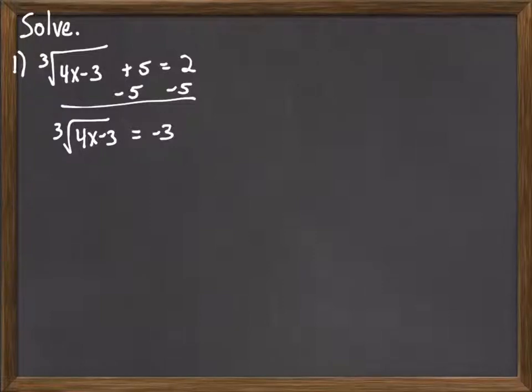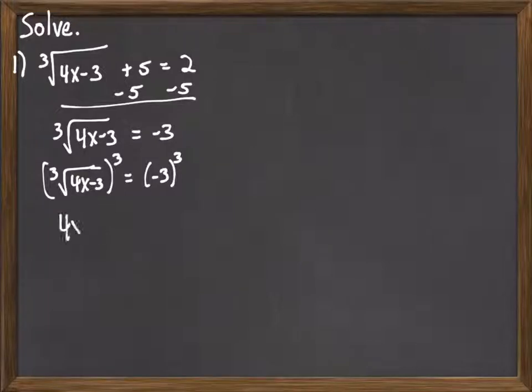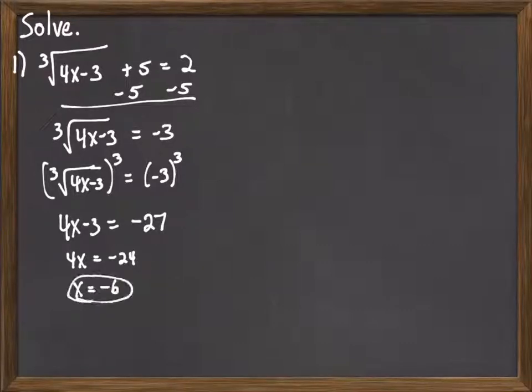And then at this point we have the radical by itself. Now that's a third root, so to get rid of that we're going to have to cube both sides. Now just like when you square a square root, when you cube a cube root, it goes away. And on the other side, negative 3 to the third would be negative 27. And then we proceed to solve that equation. Add a 3 to both sides. And then we have 4x equals negative 24. Divide both sides by 4, we get x equals negative 6.